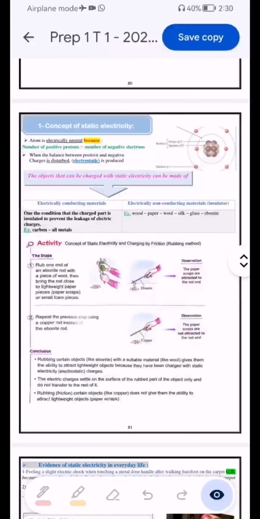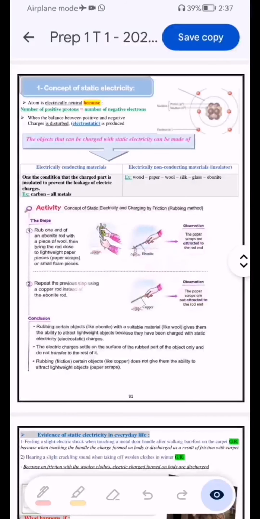Okay, how will this imbalance occur? An imbalance between positive charge and negative charge. How will this type of electricity be produced? We have two ways to produce it. Number one, by friction between two objects. Number two, by contact between two objects. Firstly, we will start with friction between two objects.